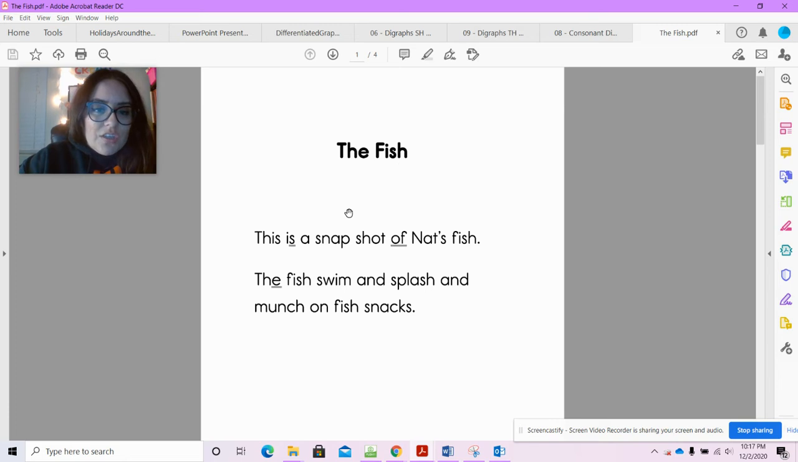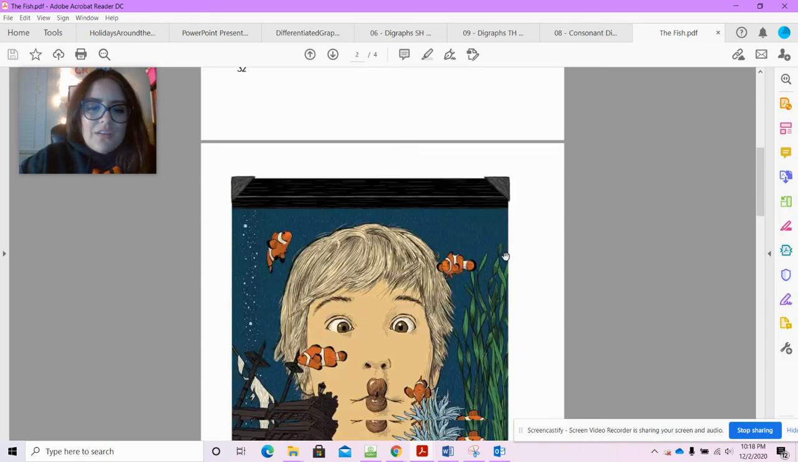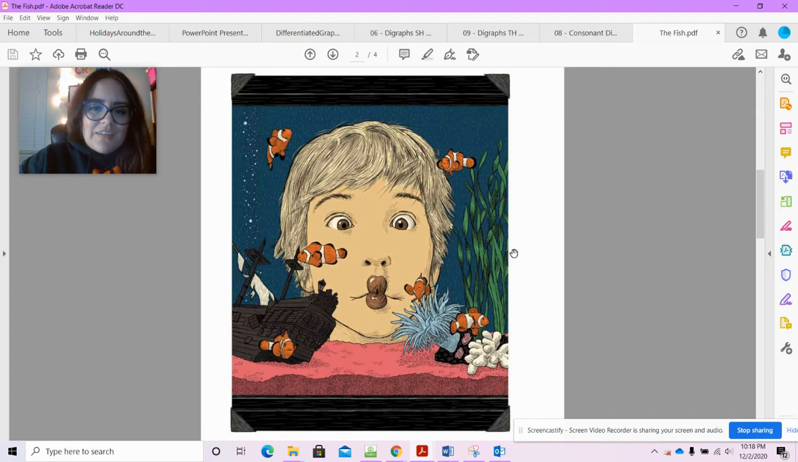The fish, that's the title. This is a snapshot of Nat's fish. The fish swim and splash and munch on fish snacks. So what are the fish doing? What do the fish do? They splash and munch on fish snacks. Oh, and they swim too. Look at that.